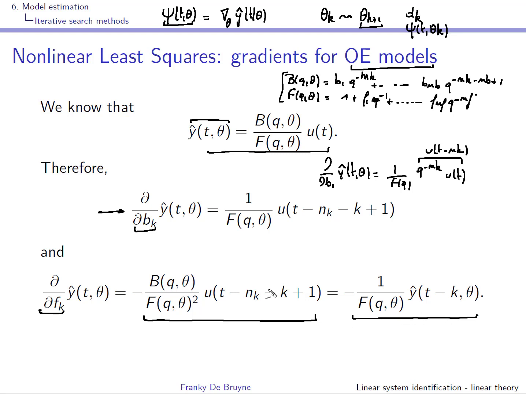So what you can do to obtain these gradients is take, in this case, the input and filter it by 1 over f. If you're at iteration k, you'll have to take the f theta k, right? And here, to obtain this gradient signal with respect to the f's, you'll have to construct first the one step ahead prediction evaluated at theta k, and then filter it by minus 1 over f at theta k.